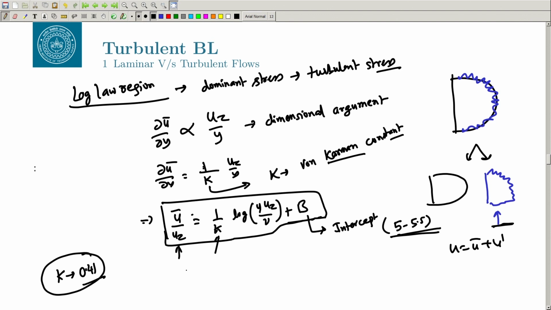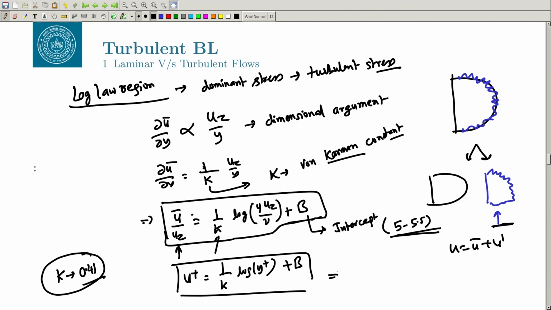So u plus is equal to 1 by kappa log y plus b, and if you use the values of 0.4 and 5, you can write u plus is equal to 1 by 0.4, so this is around 2.5, log y plus, and plus 5 or 5.5.